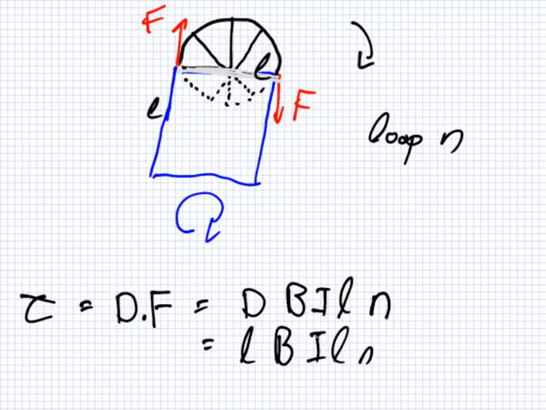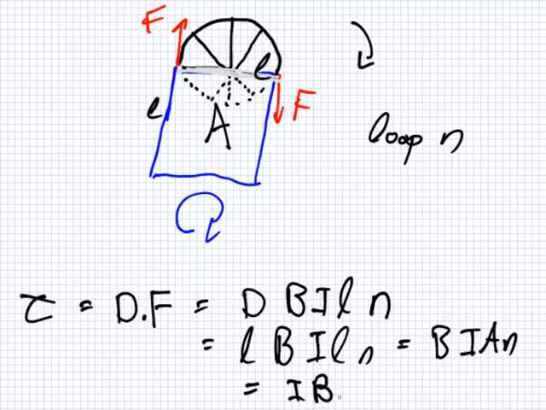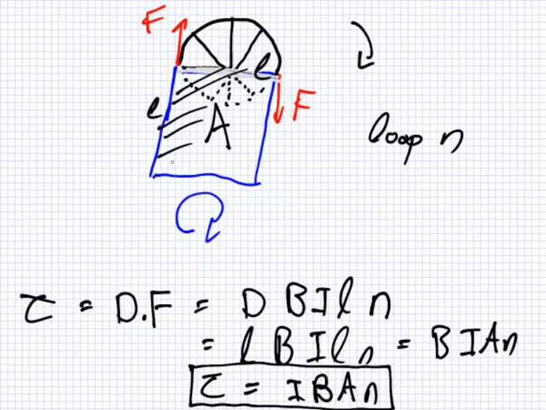But if I multiply L by L, what does that make? L squared, which is what? Area. So L by L is the area. So this would be BIAN, or as I like to remember it, I, like in the bank, IBAN. So this is how much turning force you have from your DC motor. It's current times field times area times number of loops. The A is the area here.